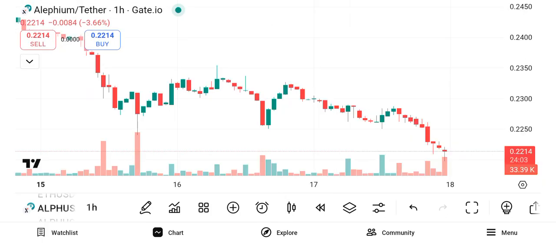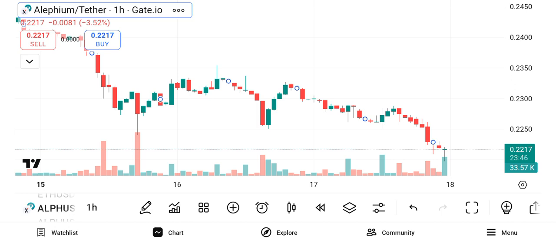Looking at the chart, this is a naked chart. We can find out that currently we have a hammer forming at 0.2216, which is a bullish sentiment. There was a price decline, a support that was broken here. We had a support at this point.